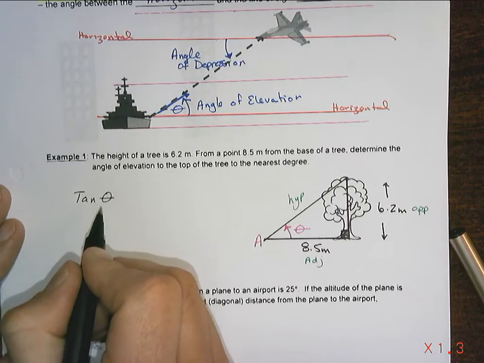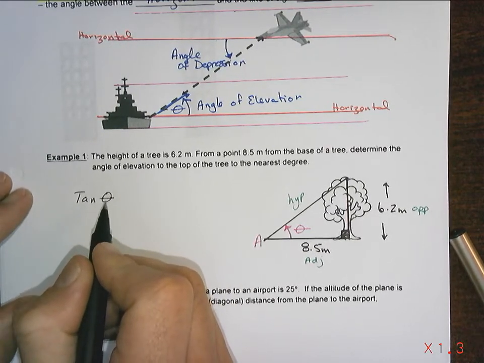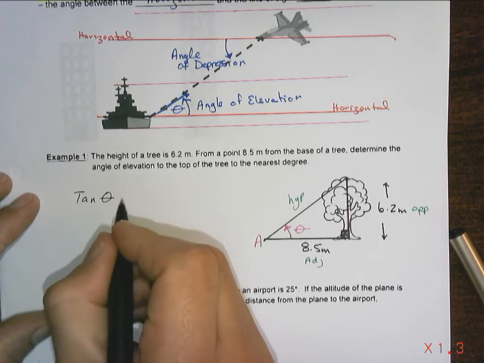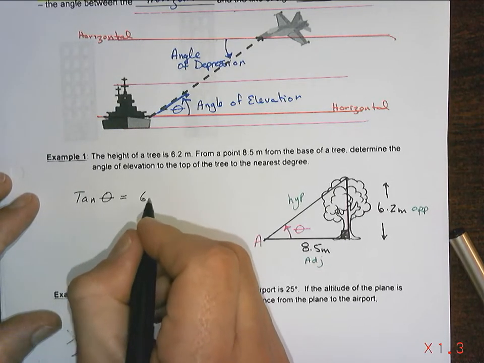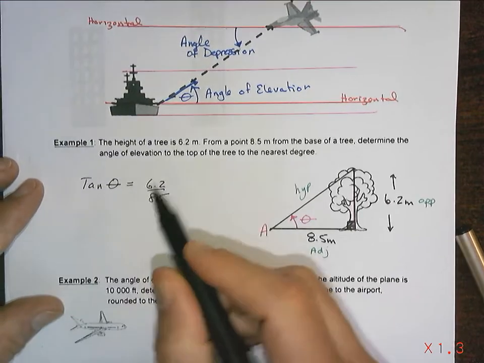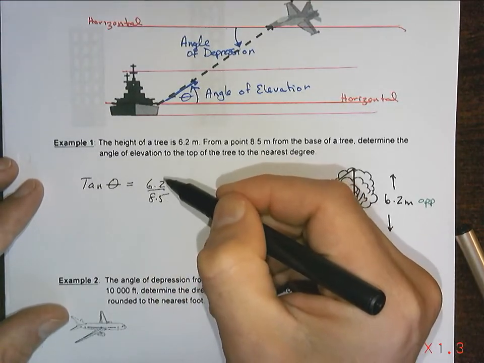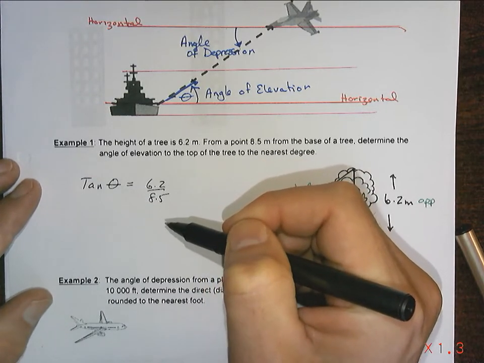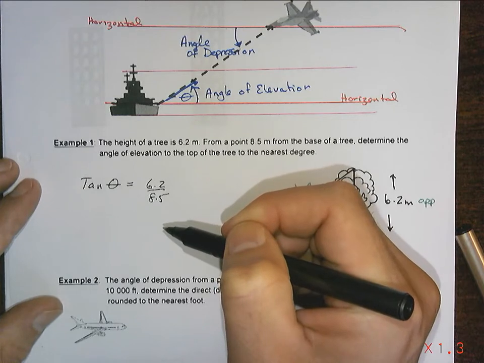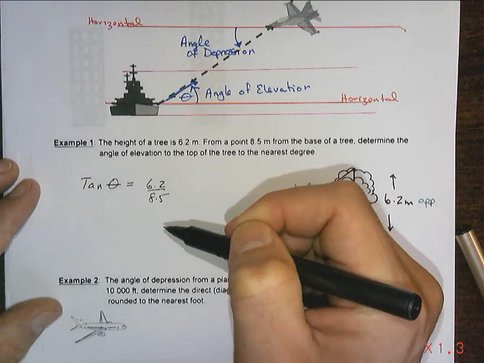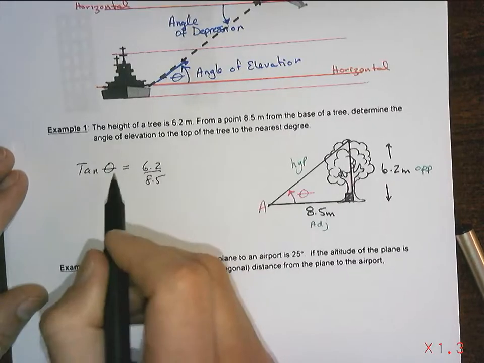So, tan of theta. I use theta. Fernando in the class is going to use x. Someone else might use a. I really don't care. Tan theta is going to equal opposite 6.2 over 8.5. Now let me be very, very clear here. If you get this confused, you put the 8.5 over the 6.2, you're wrong. You're not just kind of wrong. You're wrong, and everything else will be wrong. So don't do that.